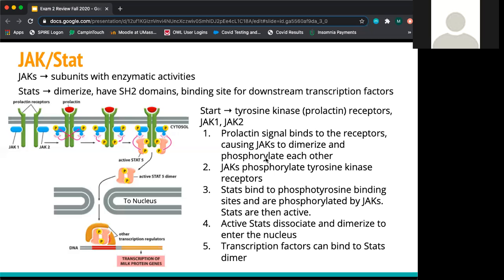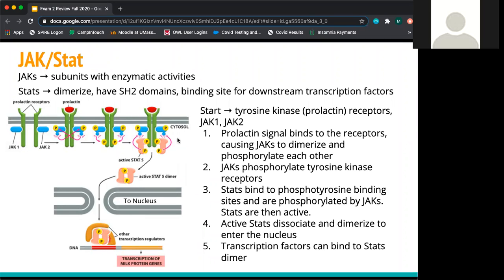So JAKs are going to phosphorylate each other, and then once JAKs phosphorylate each other, the JAKs are going to phosphorylate the tyrosine kinase receptors. So there are two phosphorylation events there. Because the JAKs phosphorylate the tyrosine kinase receptors, and there is now a phosphate group on the tyrosine kinase receptors, STATs are able to bind on those phosphates.